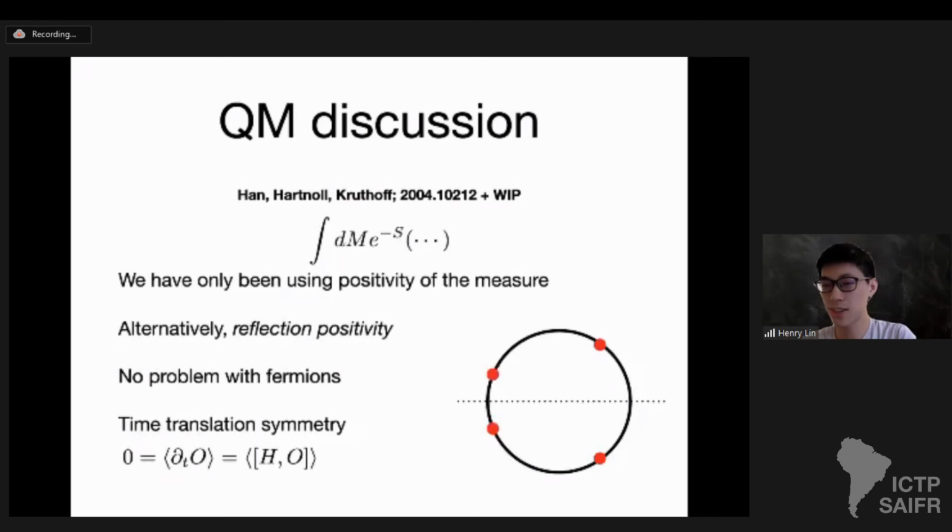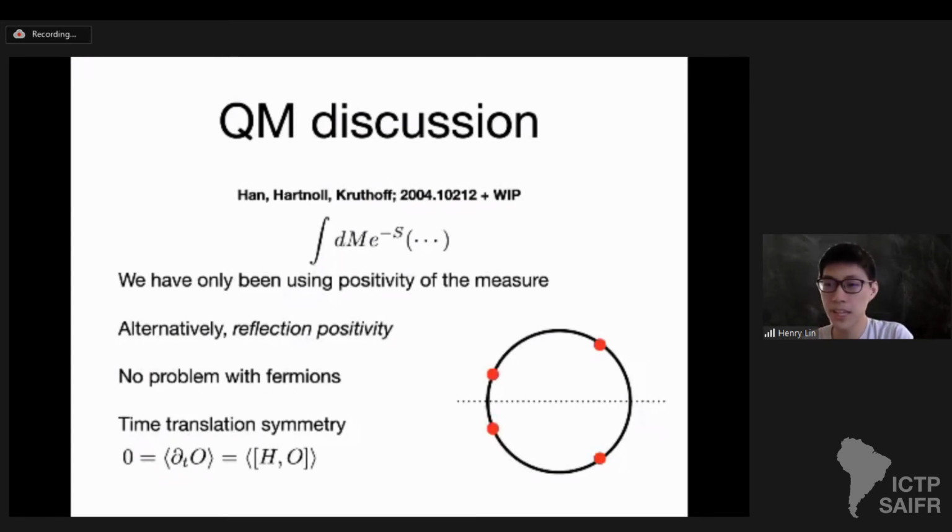You all know what reflection positivity is, but it says that if you look at this thermal circle with 4 insertions, this particular expectation value is positive, for example. And the point is that using this type of positivity, there's no problem with fermions. This is just the positivity of the Hilbert space norm. Another nice feature is that there's time translation symmetry. An obvious consequence is that the expectation value of the commutator of the Hamiltonian with any operator is 0. That might sound a little bit trivial, but if you apply it many, many times, it can give you some non-trivial consequences.